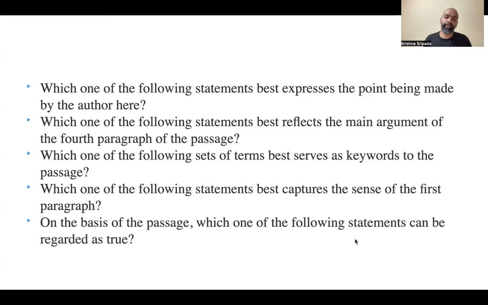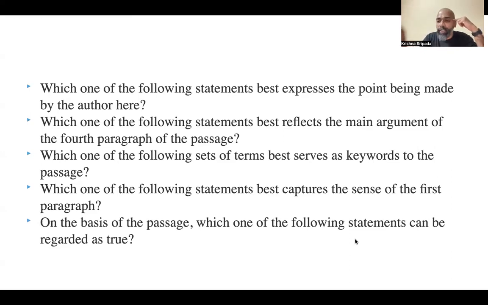CAT questions generally, I've noticed, are direct questions or indirect questions. So if you're looking at questions first before reading the passage, observe, okay, I've covered this in the VRC FAQ video also. Observe whether it's a direct question or an indirect question. The meaning of direct and indirect is, in the question, you'll see a keyword. That's a direct question, okay? Because you search for the keyword in the passage, you'll get the answer.